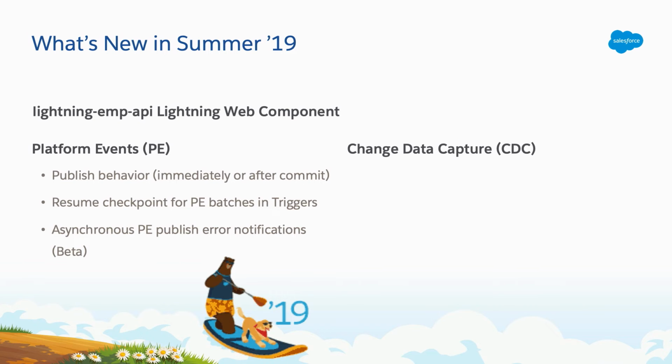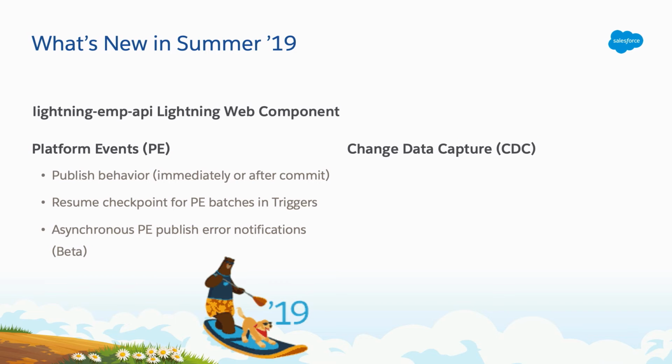Then there are a couple of more useful things. When you do batch processing of events, you now have a resume checkpoint. The problem before was that the way the triggers were handling platform events was that they were handling batches of 2,000 events. But if you were doing a bit of Apex processing, you cannot process 2,000 events because you're limited to 200 SOQL queries.